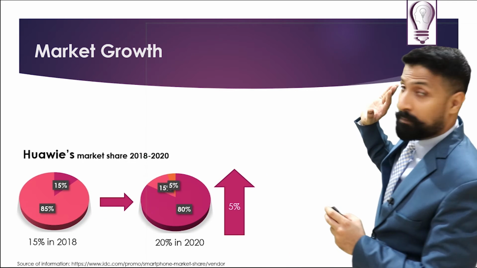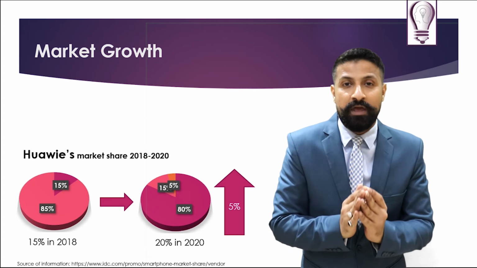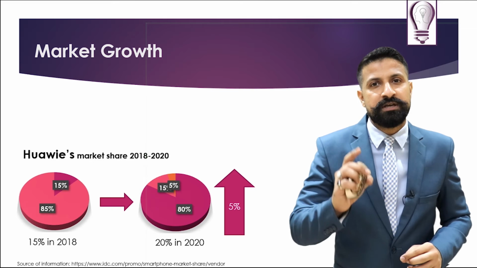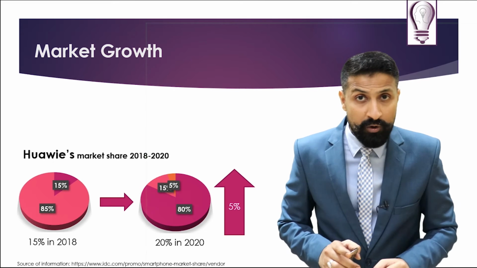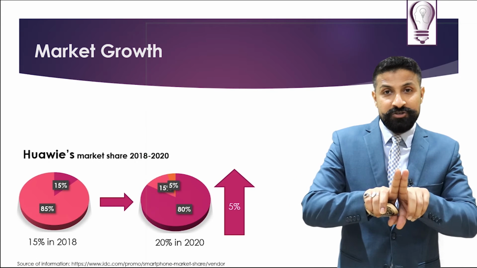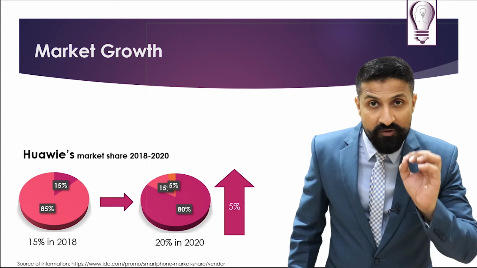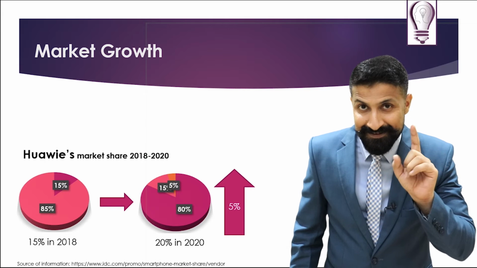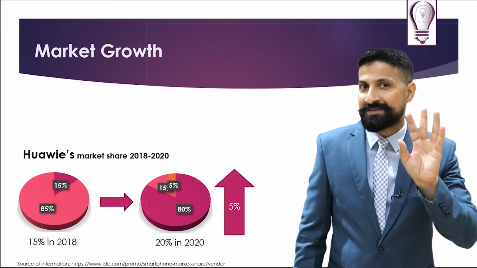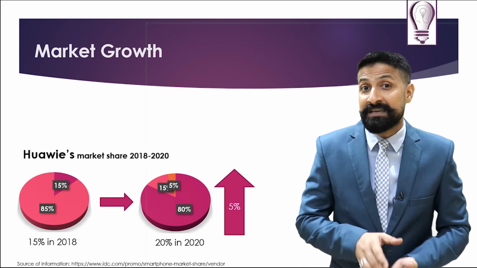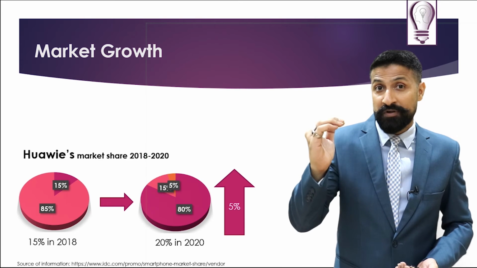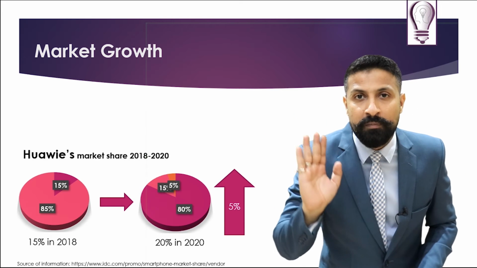I have linked market concentration with market growth here. Just imagine Huawei owned 15% market share in 2018, but now Huawei is touching 20% approximately. So the market share has increased by 5%. Getting my point? Huawei has grown 5%. There is a 5% increase in Huawei's sales and Huawei's profit, and this is the concept of market growth.